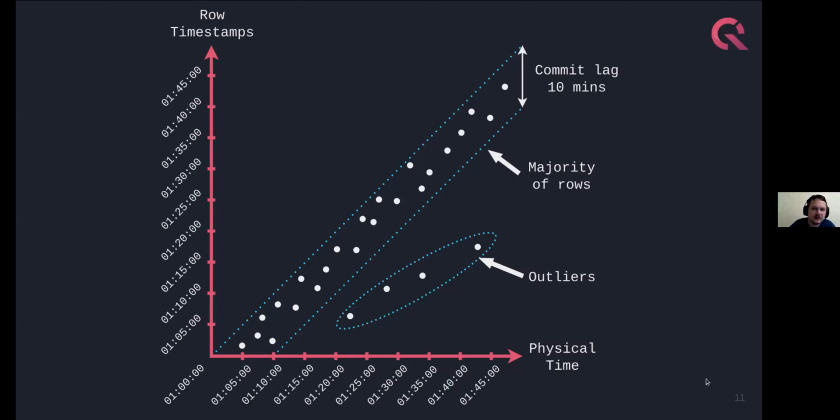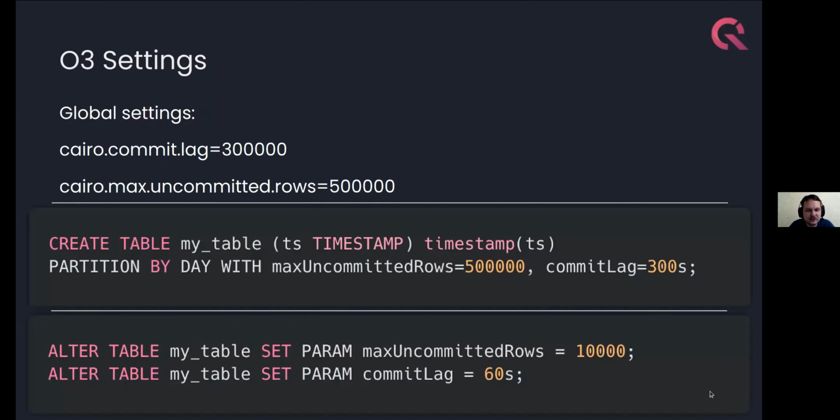So yeah, commit lag is an optimization, and it's quite important to understand how it works and how to configure it properly. As for the configuration of out of order, we have two global settings. The first one is the commit lag default value, as well as the maximum number of uncommitted rows. These two settings are used whenever you create a new table. If you do not specify them explicitly, we use global settings instead, and each created table gets whatever was the default at the creation time. Later on, if you want to change any of these parameters, you can do it for any of your tables.